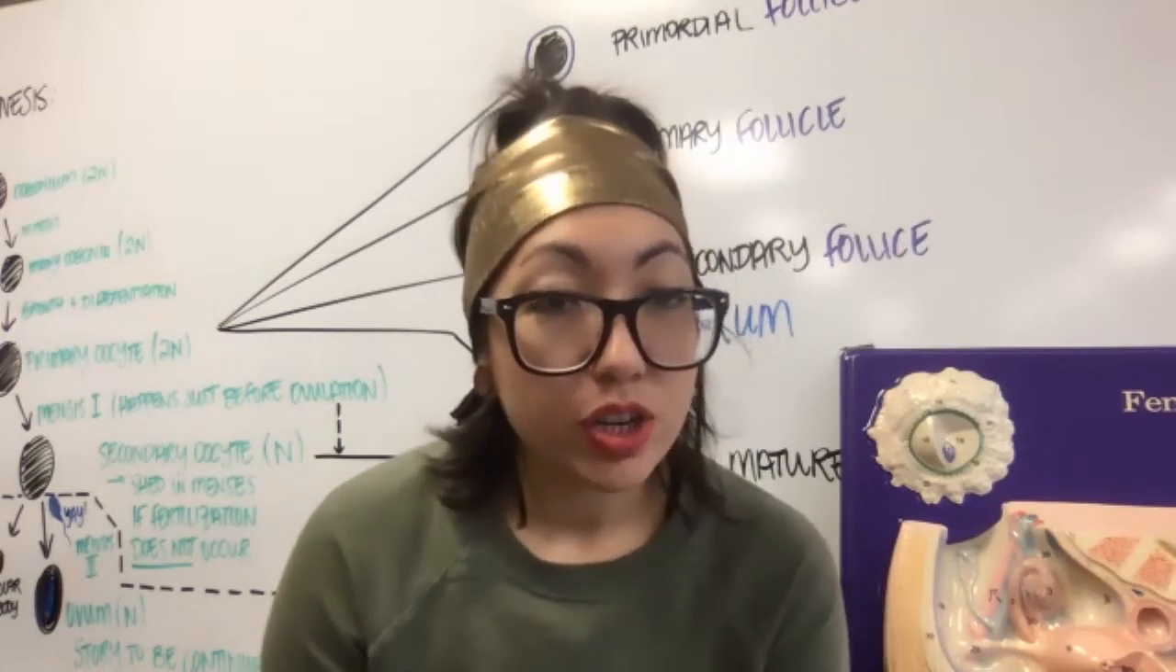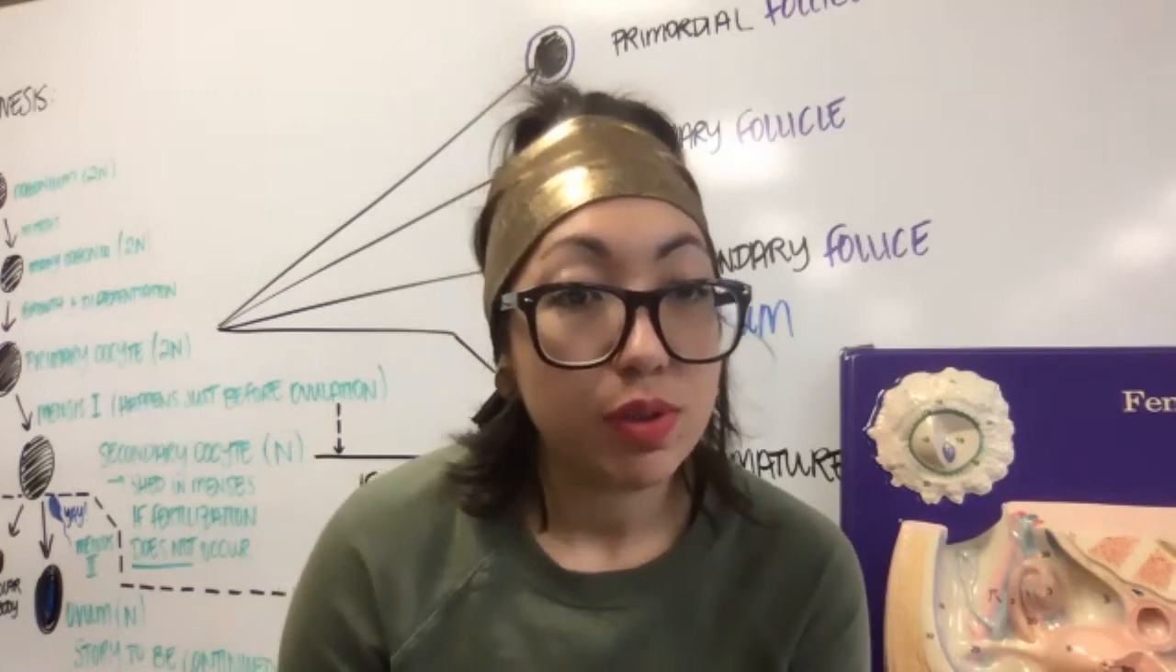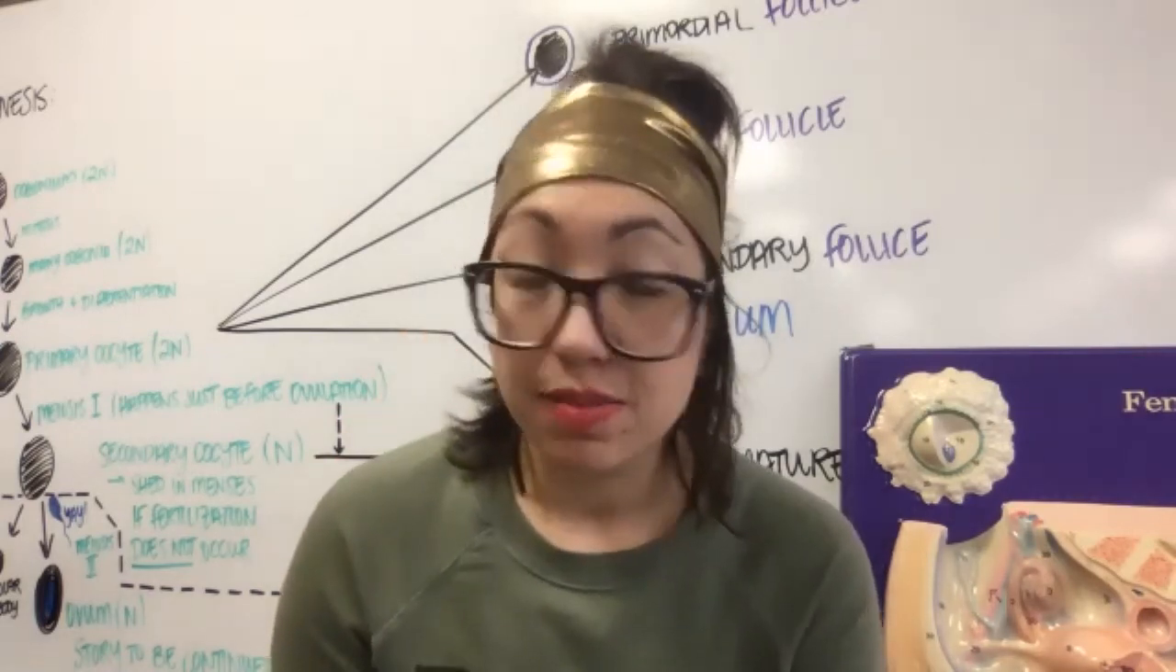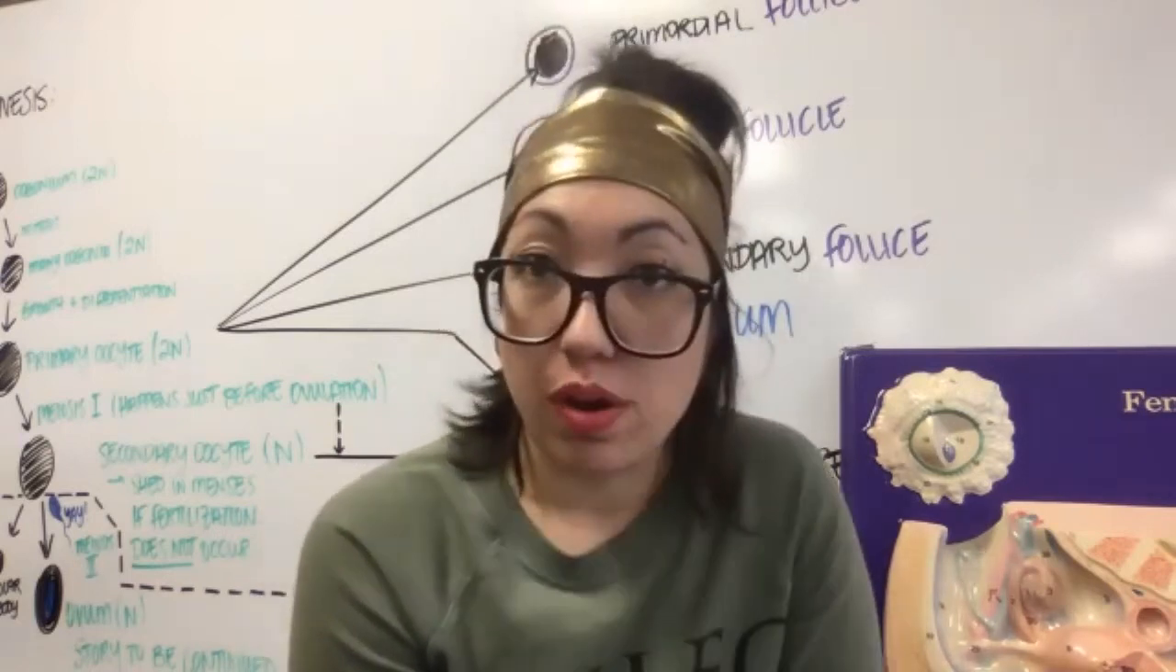Okay. Another question. What are the two openings that are enclosed by the vestibule? No, that's okay. So it's the external urethral orifice and the vaginal orifice.